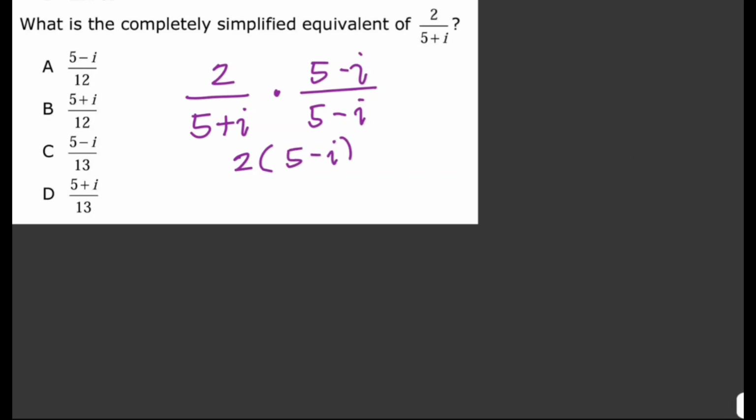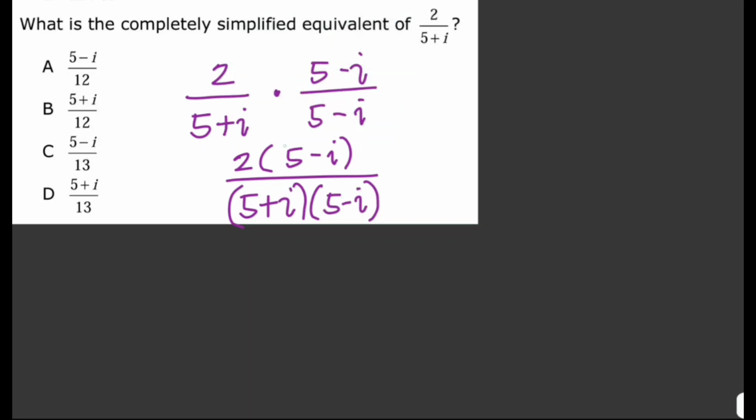What is the completely simplified equivalent of 2 over 5 plus i? Now to simplify 2 over 5 plus i, we need to multiply that by the conjugate of the denominator, which is 5 plus i. So the conjugate of 5 plus i is 5 minus i. So we multiply both the numerator and denominator by the conjugate of the denominator. So this would become 2 times 5 minus i over 5 plus i times 5 minus i.